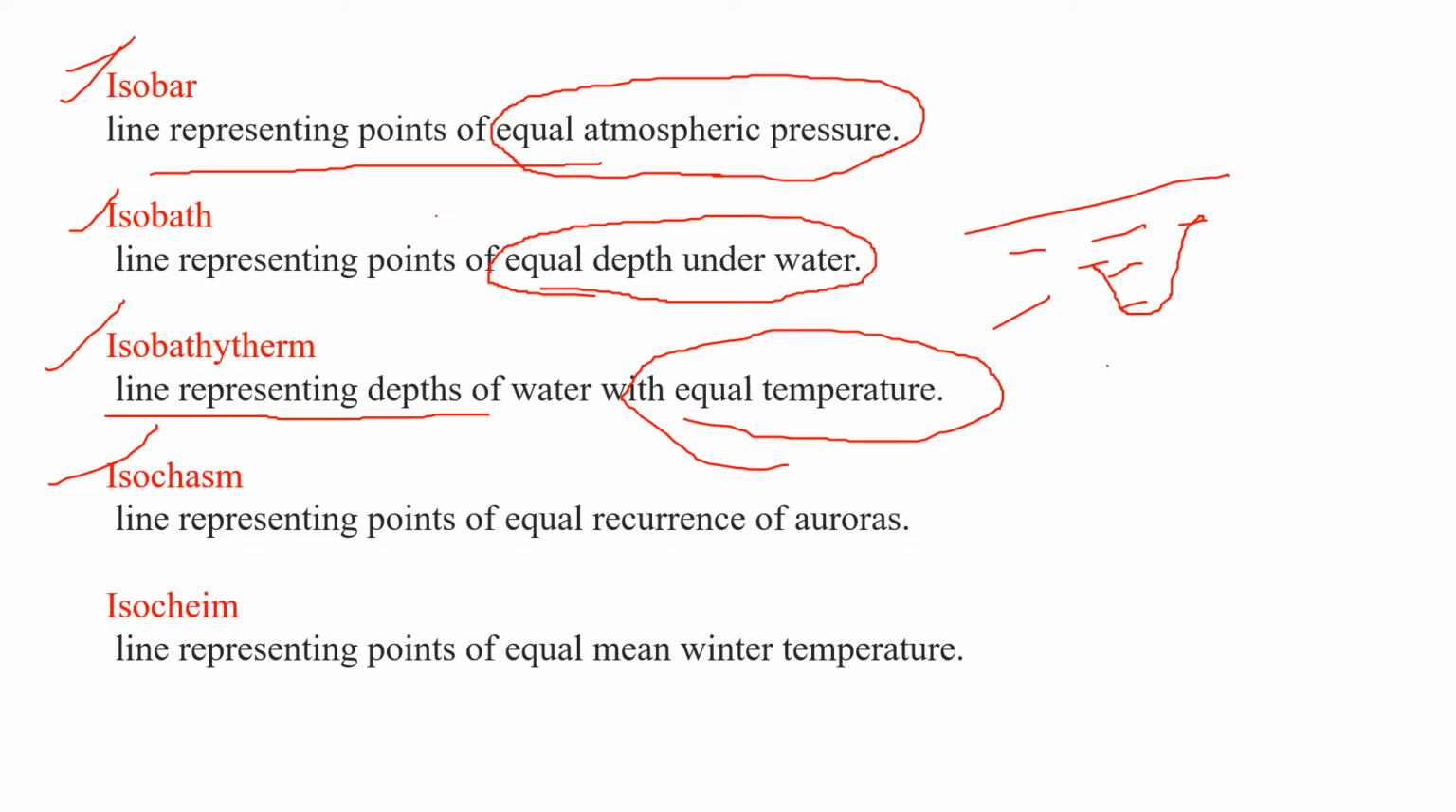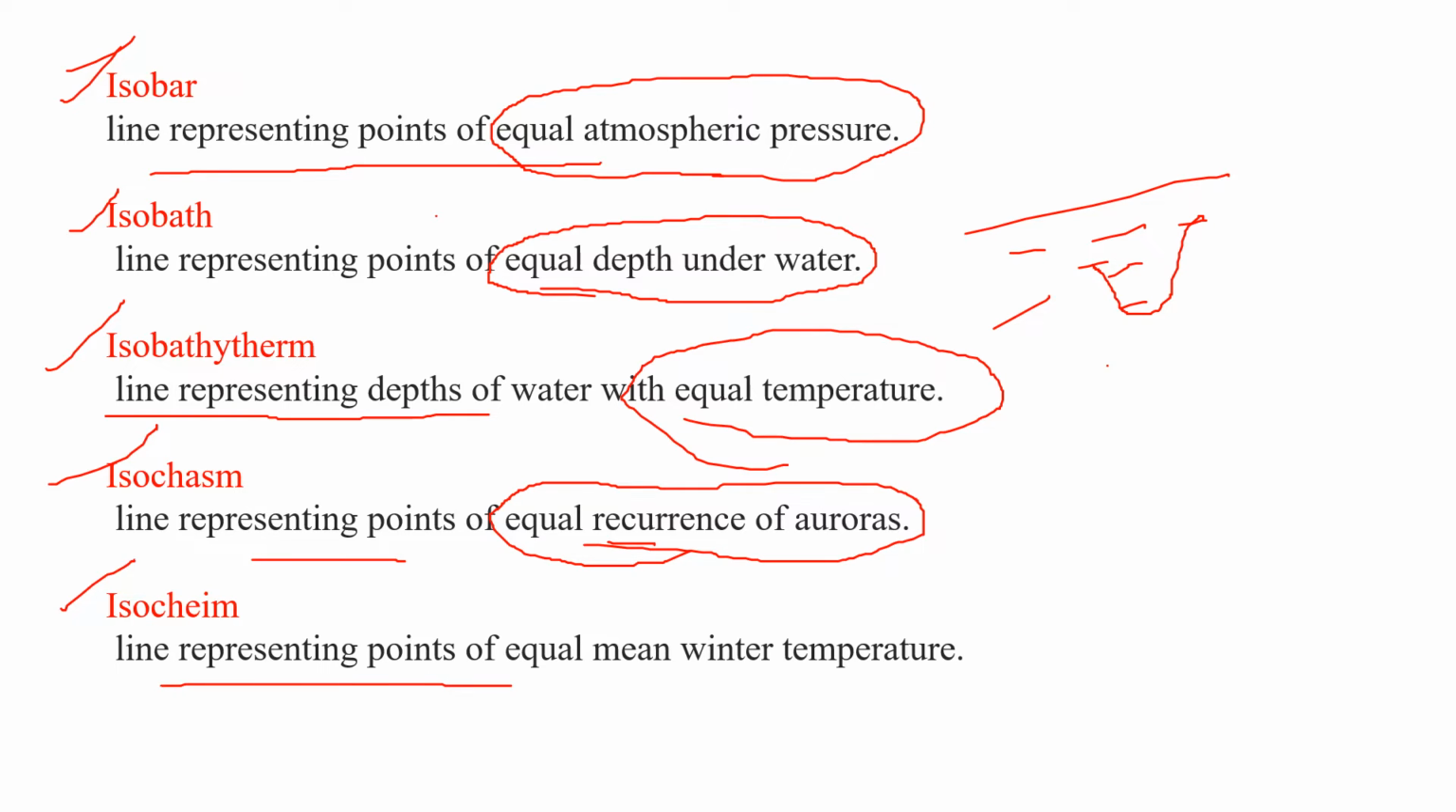Then isochasm. Isochasm is a line representing points of equal recurrence of aurora. So we know about aurora australis and aurora borealis. Based on that, the equal recurrence of auroras is known as isochasm. Then isocheim. Isocheim is a line representing points of equal mean winter temperature. So mean winter temperature is known as isocheim.